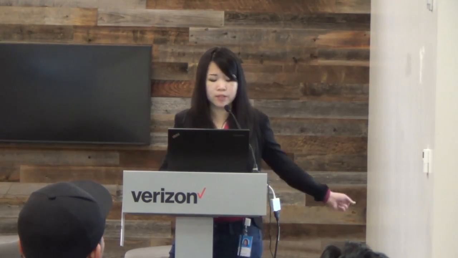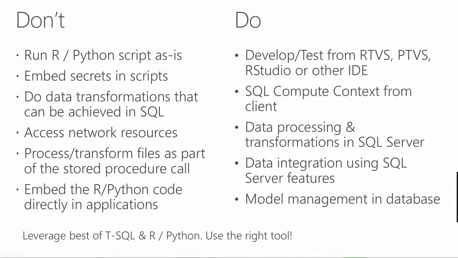Now what you want to do is try to use RTVS or PTVS. PTVS is Python Tools for Visual Studio, or RStudio, or the IDE to manage your R script. There's SQL compute context within R if you install it as part of SQL Server. And it's pretty useful because it will just invoke the RevoScaleR stuff, do all the data processing in SQL Server, and model management. So this is the model versioning inside your database. Yeah, so leverage the best of T-SQL, R, and Python. All of this is just knowing the pros of each technology or each language, right?